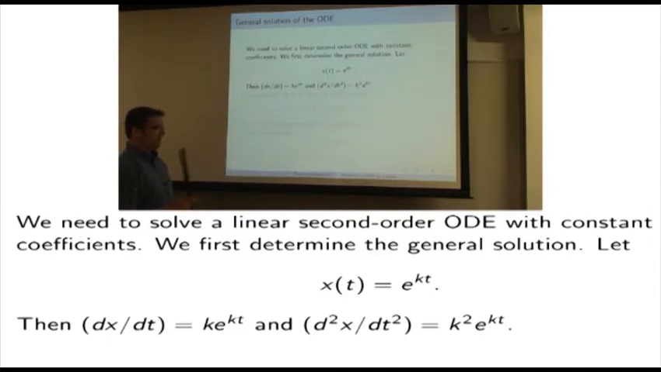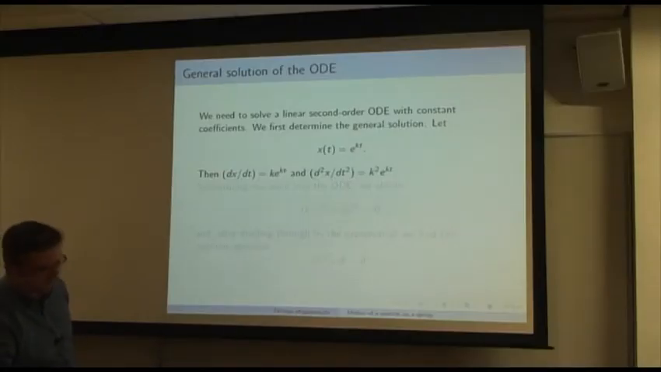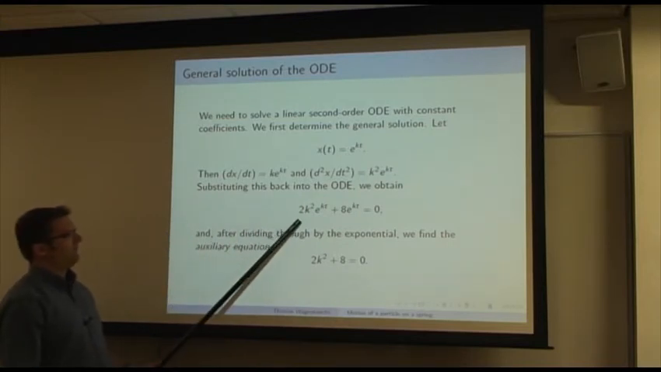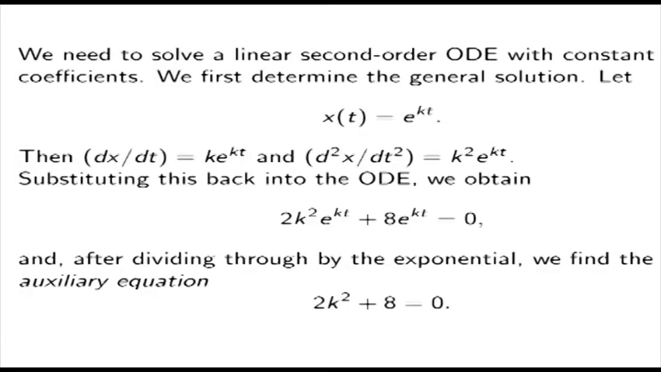Remember, our differential equation was 2 times the second derivative of x plus 8 times x is equal to 0. We already have x. All we need is to compute the second derivative. Well, we do this in steps. The first derivative, dx/dt, just this differentiated, gives you k times e to the kt. The second derivative gives you k squared e to the kt. And now I simply plug this into my differential equation, and I get this formula: 2k squared times e to the kt plus 8 e to the kt is equal to 0.